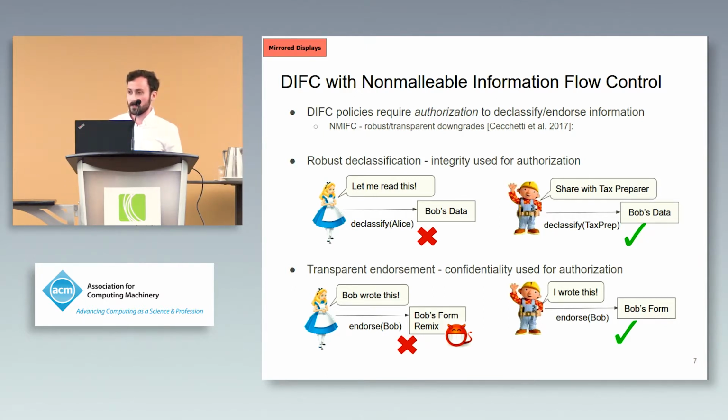For robust declassification, integrity is used for authorization. Principals are prevented from declassifying information unless they are trusted with respect to the information they intend to release. So, for example, Bob can declassify his own data, but Alice cannot.